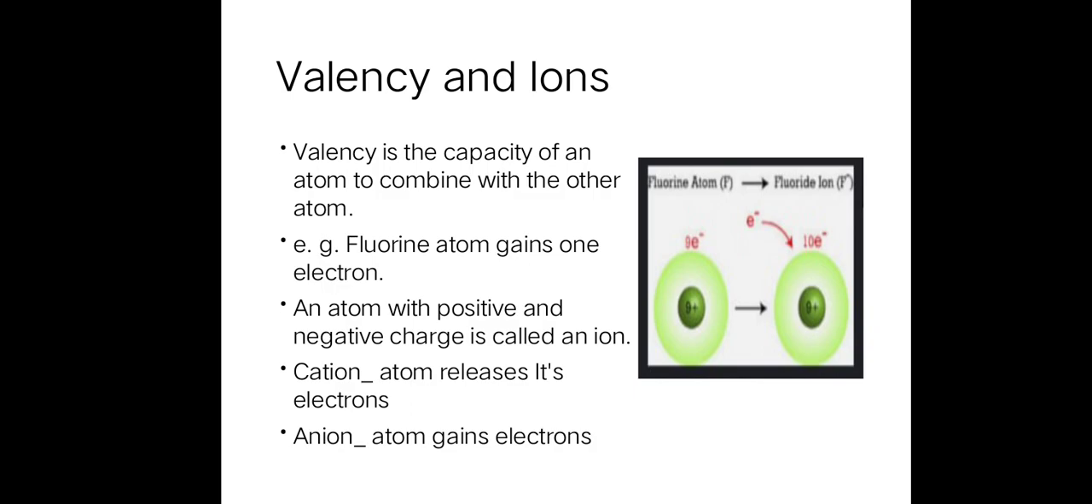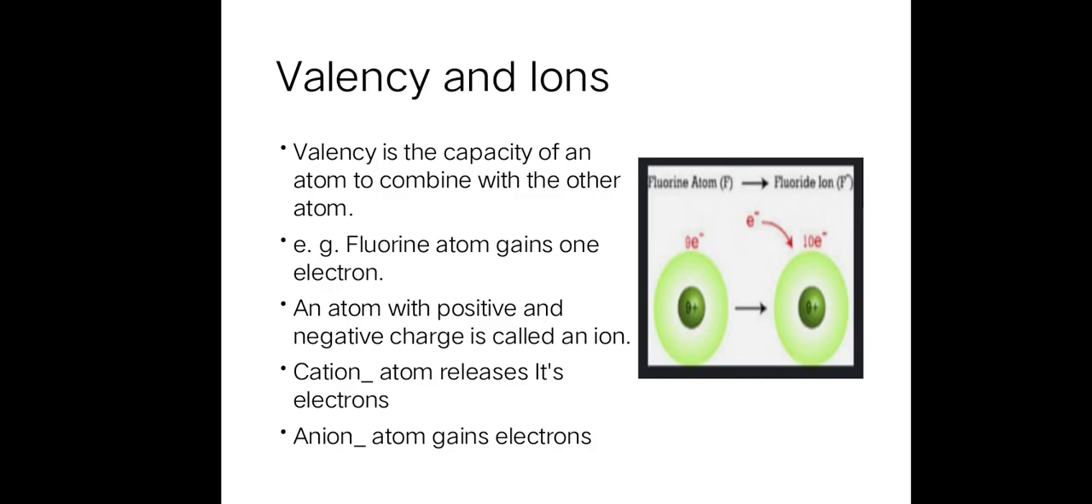Here we will see in this image that fluorine has 9 electrons, and it will gain 1 electron, then it will have 10 electrons. Fluorine atom gains 1 electron. So this is the valency of an atom to combine with another atom. It means that it has the valency of only 1 electron. For the attraction of 1 electron, it will combine with another atom.